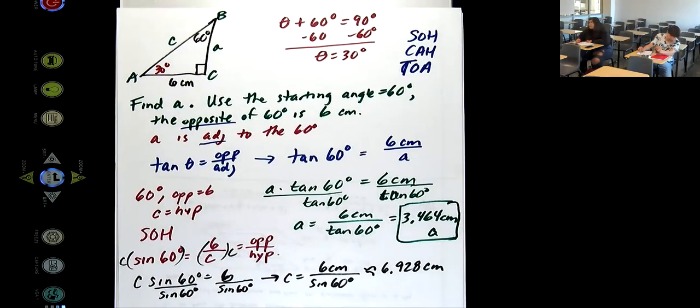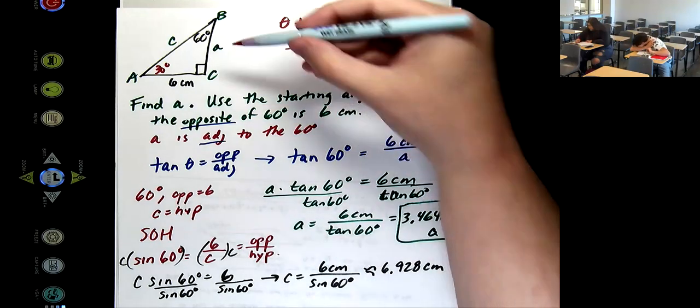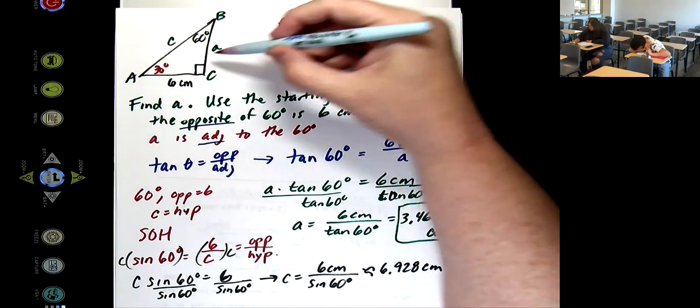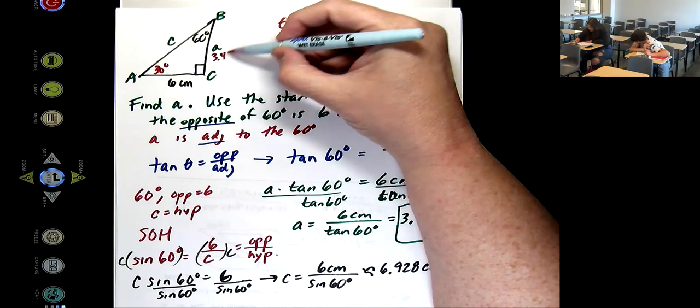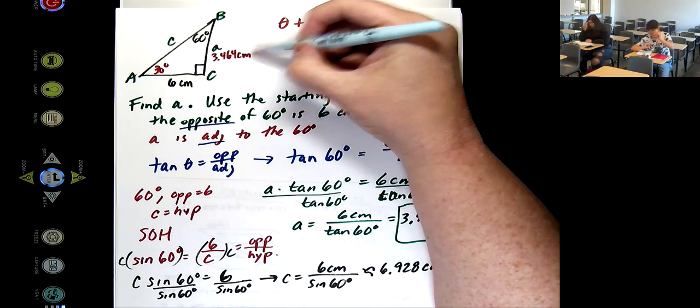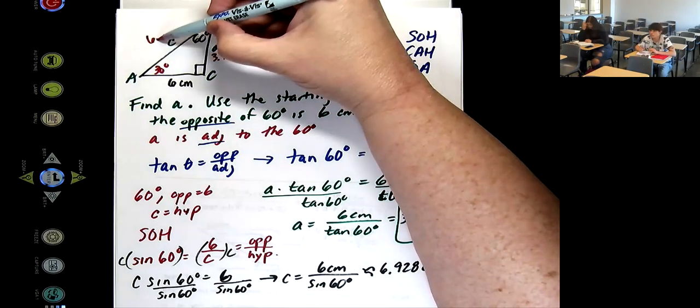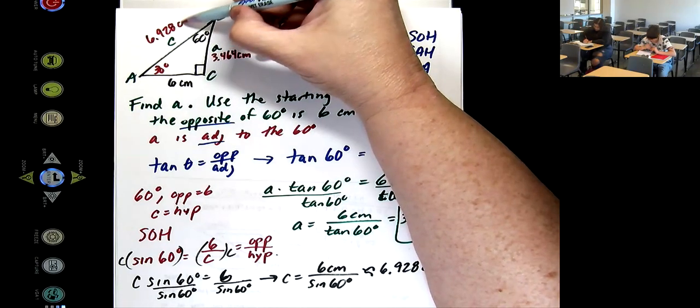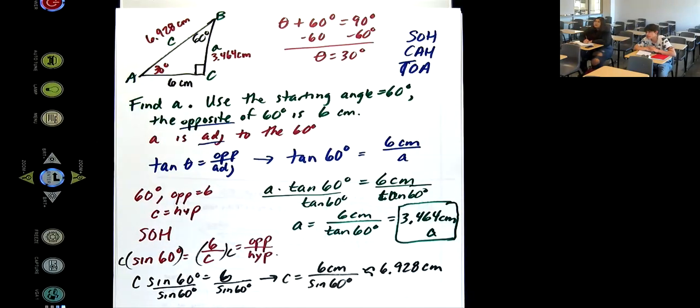So going up to the top, I can fill in the missing things that I had. A was 3.464 centimeters. And C was 6.928 centimeters. And I have solved the triangle.